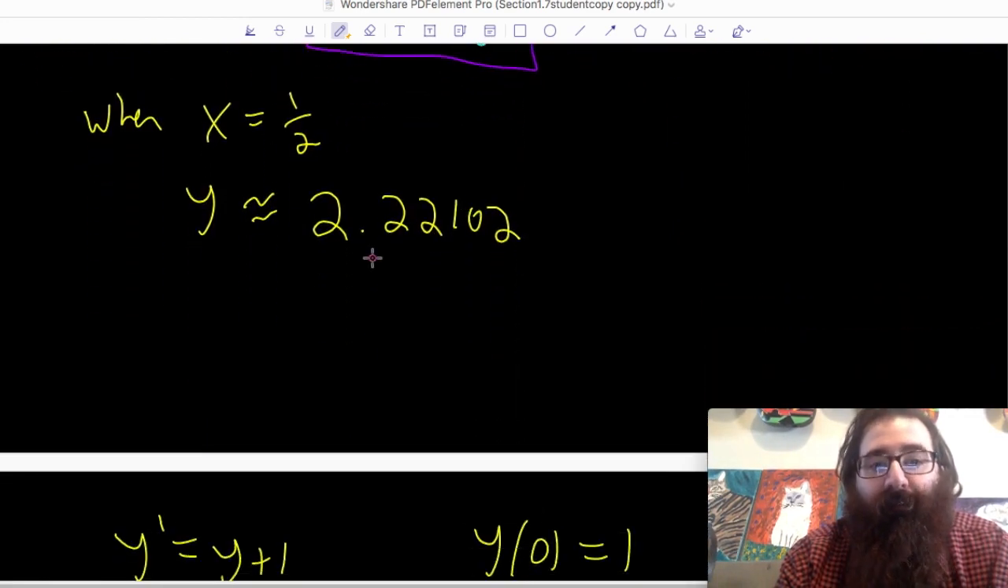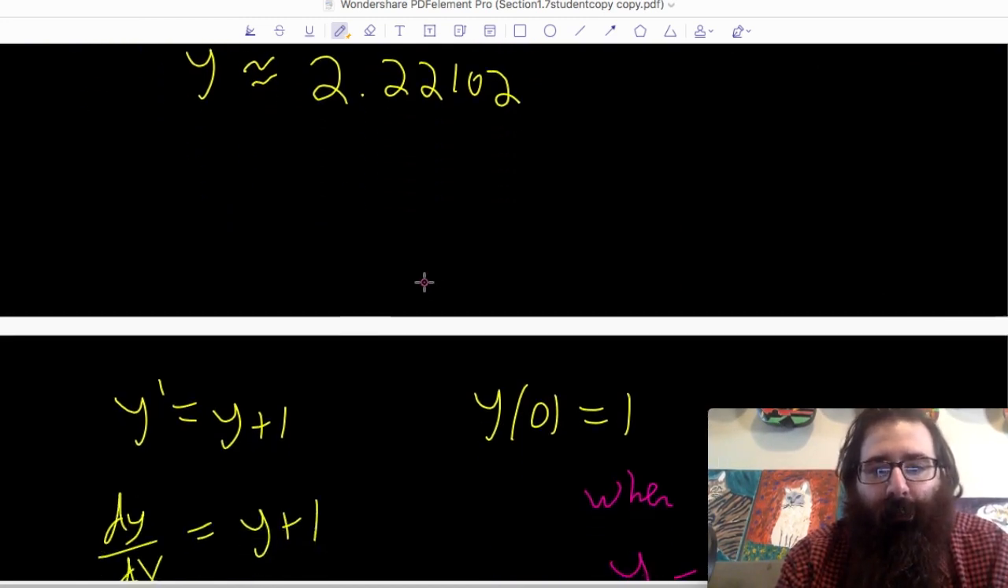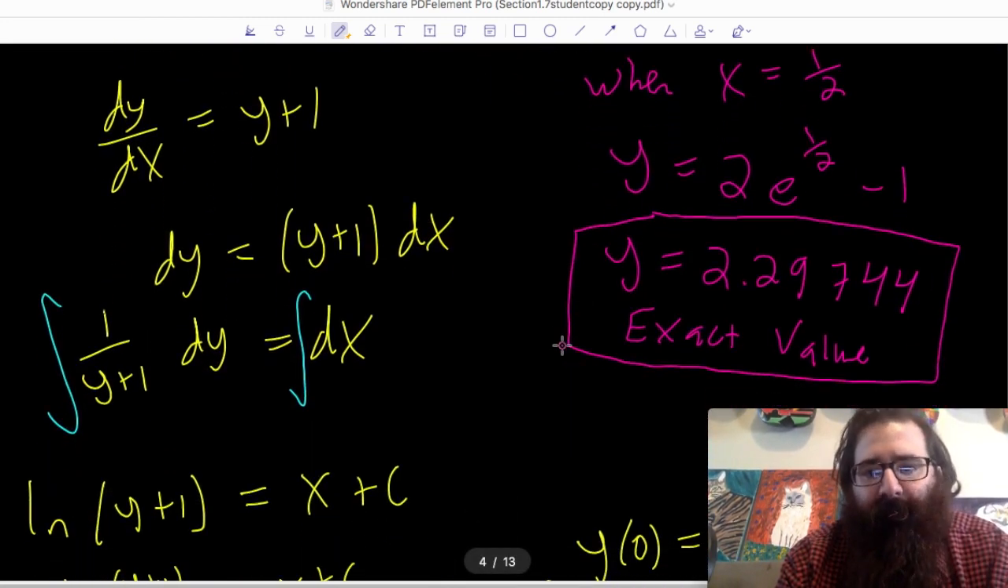And this was an even better approximation, just decreasing that step size to 0.1, increasing the amount of work we're doing. And here's that exact value. It's good that they're reasonably close.